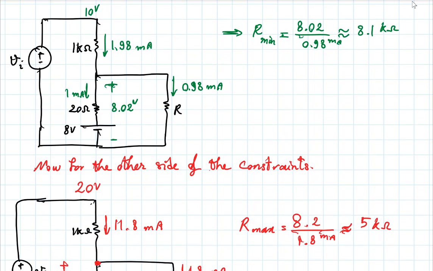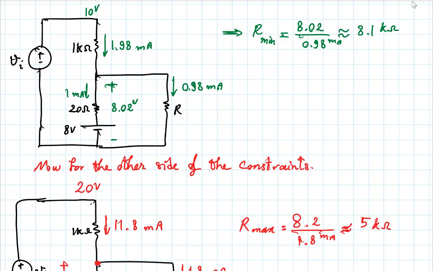Take a look at the numbers. Something should bother you. I solved a problem where I got a minimum value of 8 kilo ohm for a resistor and a maximum value of 5 kilo ohm. Something doesn't sound right. So what happened?